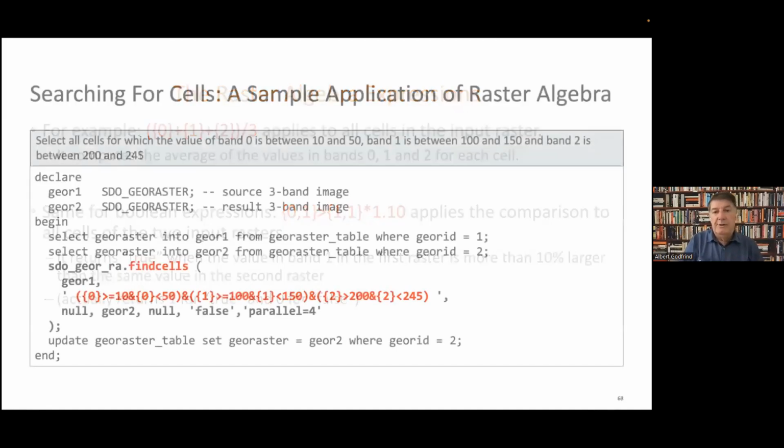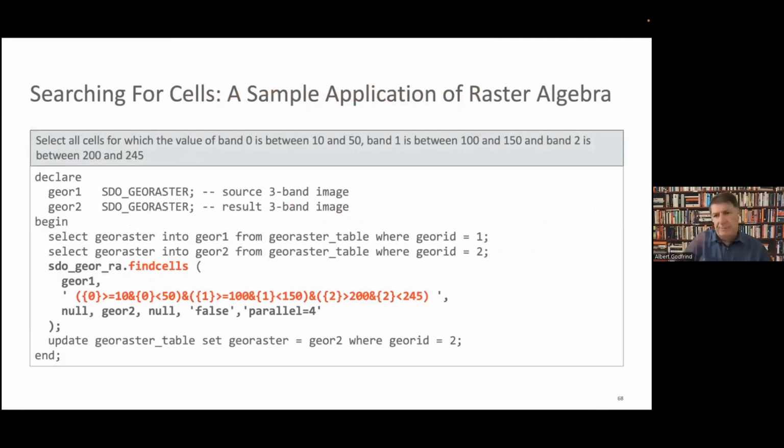Okay, same for conditions. So an example is this. I'm going to skip things here because we don't have too much time. Here's an example of one of these operations called find cells. Find cells will select cells, pixels, based on their content.